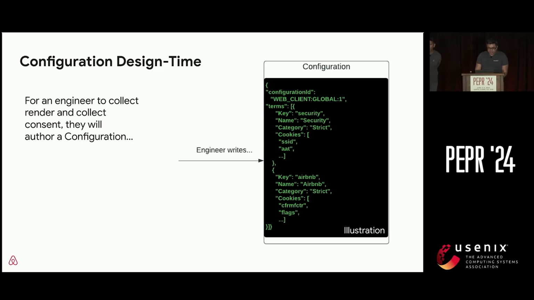So here we show the configuration design time and how an engineer would write a new configuration to collect consent for the web banner. The engineer would write the configuration schema, which here shows security term and Airbnb's strictly necessary term. You can also see the cookies that are related to it and the user-readable name.